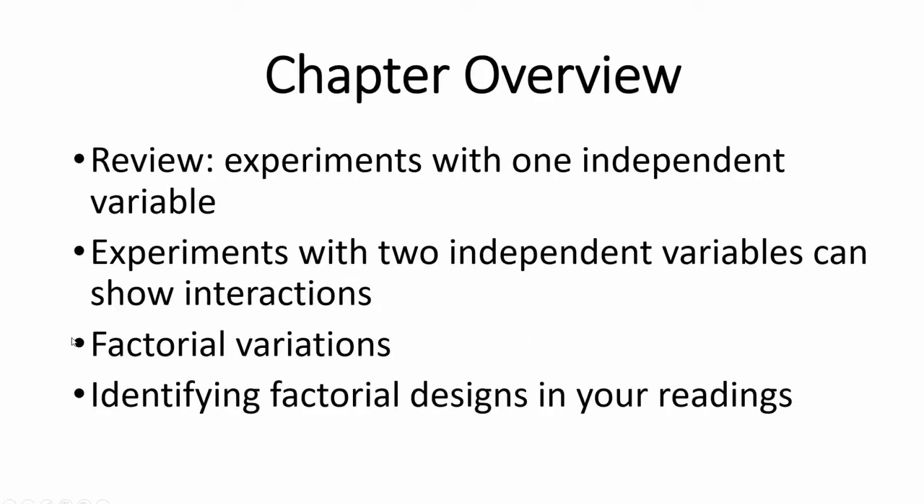As an overview for this chapter, we can talk about a review of what we've seen with our one independent variable experiments, and then looking at the interactions we're going to see with two independent variables or more than two independent variables. Then factorial designs, which is one way of setting up these multiple independent variable experiments, and also how we can identify these when we're actually reading the literature, whether that be scientific journals or popular media. What things should we look for to identify these factorial designs?